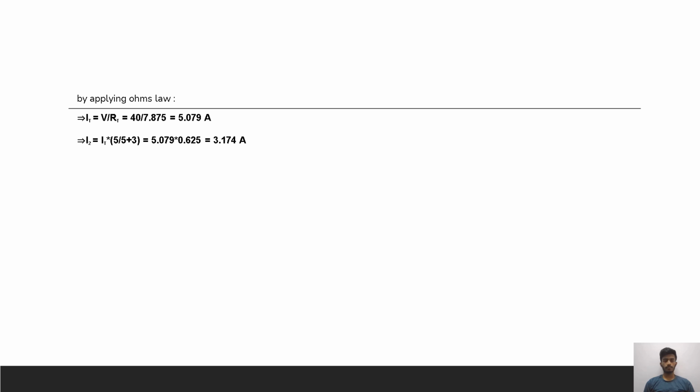And I2 is equal to IT into 5 by 5 plus 3 is equal to 5.079 into 0.625 is equal to 3.174 amperes.